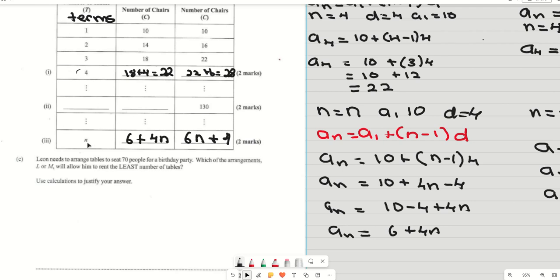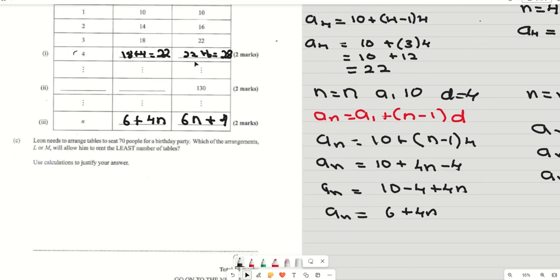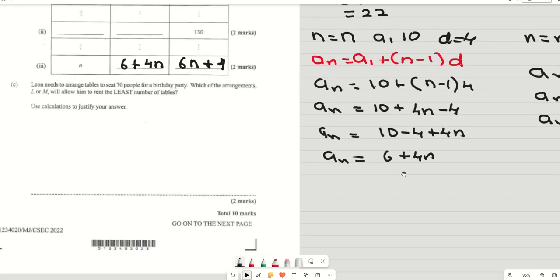So we're going to go back to part 2. We're basically solving for what n is equal to, or what your number of tables is equal to, when this arrangement 6n plus 4 is equal to 130. So you're going to say 6n plus 4 is equal to 130, right? You make n the subject.